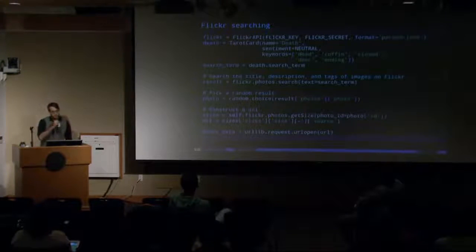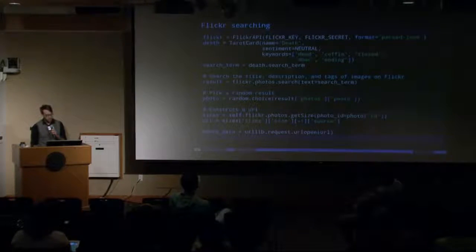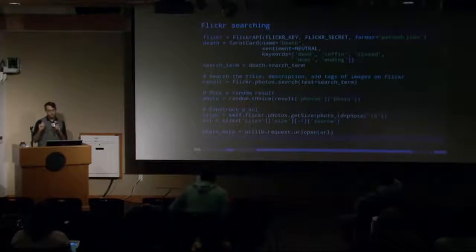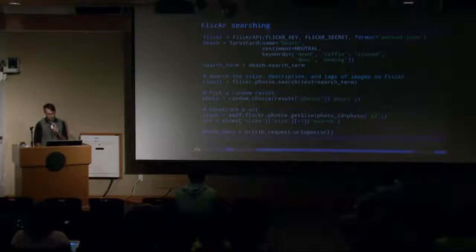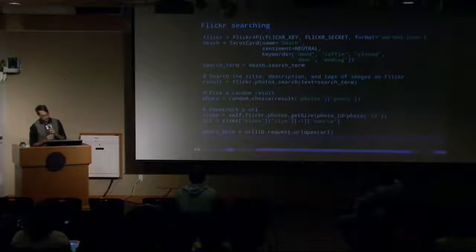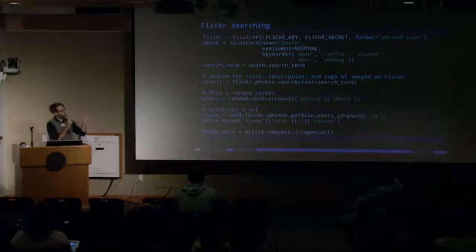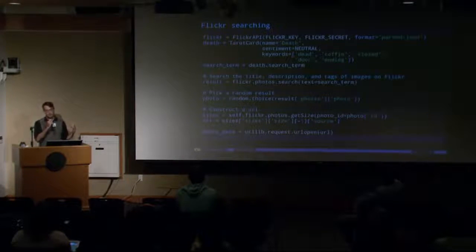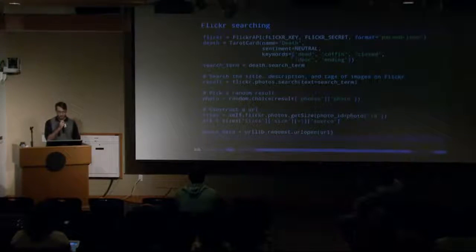So this is some sample code of searching Flickr. So here I'm just instantiating a death card. It's my favorite card. And we get a search term out of the card. So a search term is an attribute that returns a random keyword out of the keyword list for a given card. So we search Flickr. And when you're using the search method in Flickr API, if you just use the text keyword argument, that will search the title of photos, the description of photos, and the tags of the photos. So we're just going to make a big search, and then pick a random result out of that.